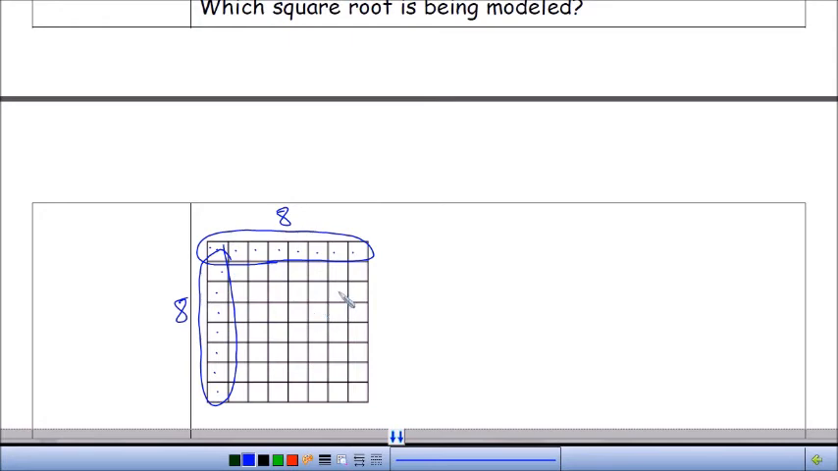And the 8 times 8 would be 64, but that would be the perfect square. We don't want that. We just want the square root, because that's what the problem says right here. Which square root is being modeled? And in this case, the square root of 64 is being modeled, which equals 8.